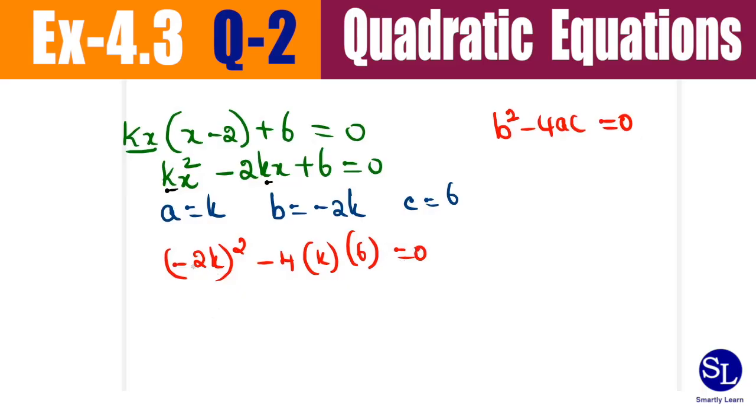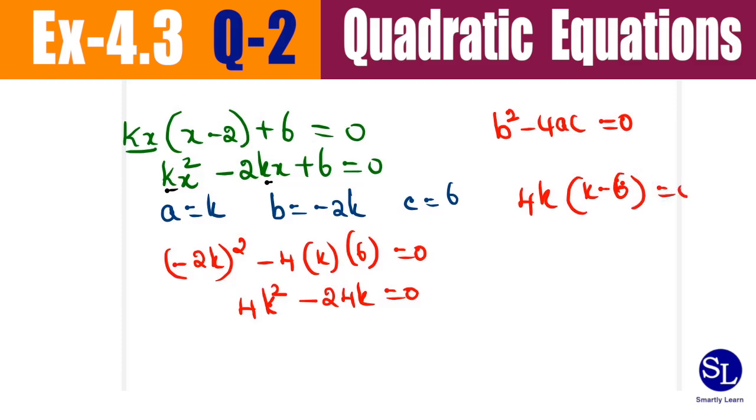So, when I square it, the negative sign vanishes. So, 4k squared minus 24k is equal to 0. I can take 4k outside. So, 4k into k minus 6 is equal to 0. So, there are two possibilities here. k is equal to 0 or k is equal to 6. So, both the values give you the possibility that k can take.